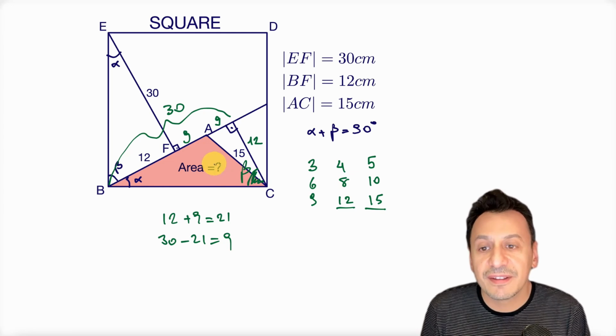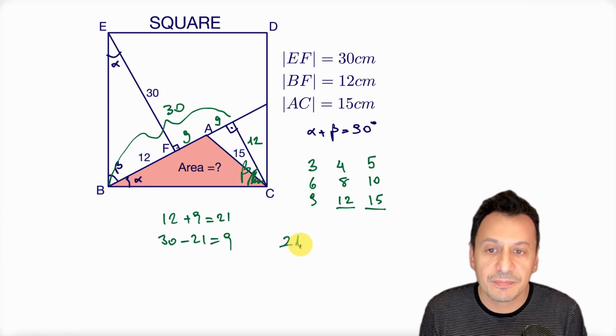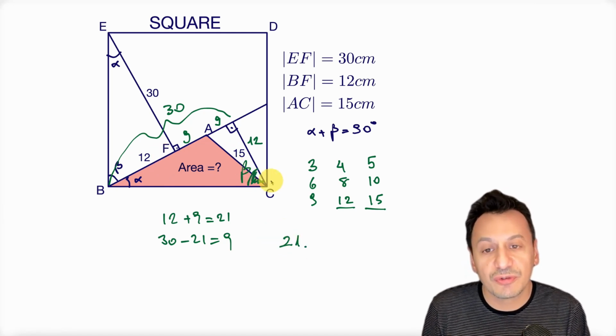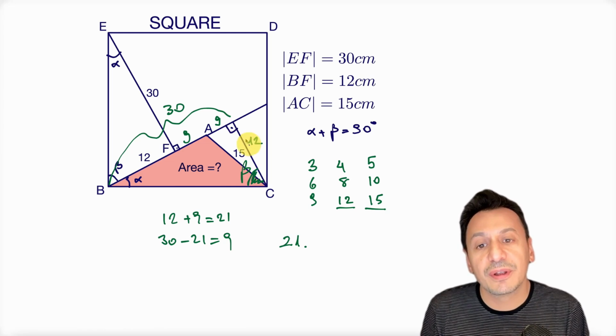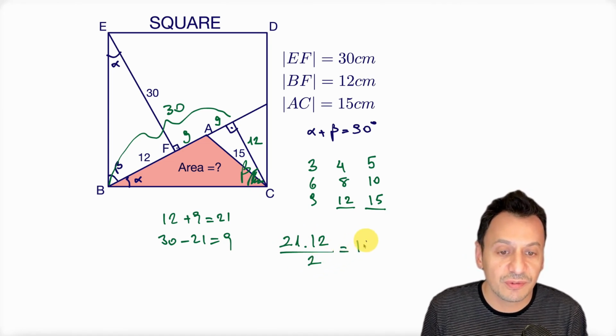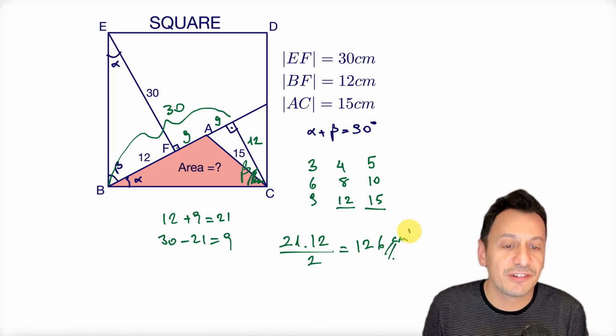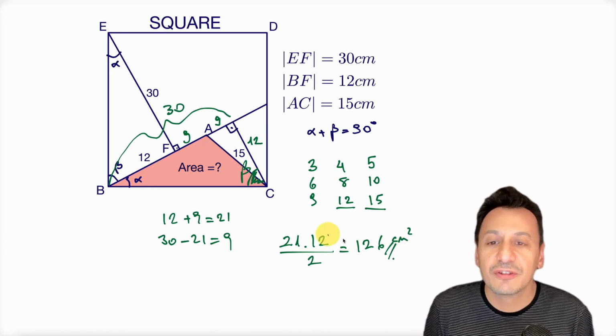Now, if I take the AB line segment here as the base of the triangle, its length is 21. The height corresponding to this base is the perpendicular line segment I drew here. That is 12. Using base times height divided by 2, I calculate the area of the triangle as 126 square centimeters. It was a very elegant question.